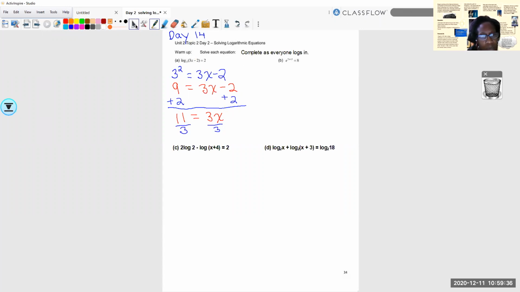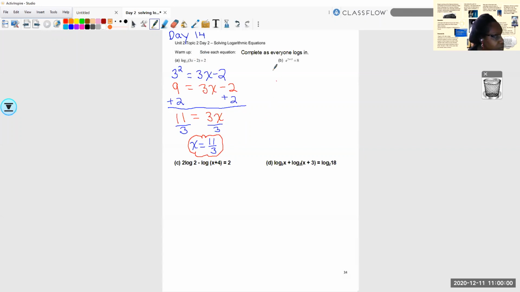And then I'm going to show you this down a bit. x is equal to 11 over 3. Just leave it alone. It's an improper fraction. It is what it is. It's our exact value, and we're done. If we substitute, it's a positive value, so we're going to be good. We don't have to check this one. Okay, so moving on along to B.